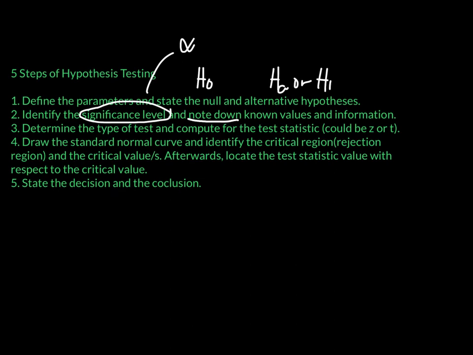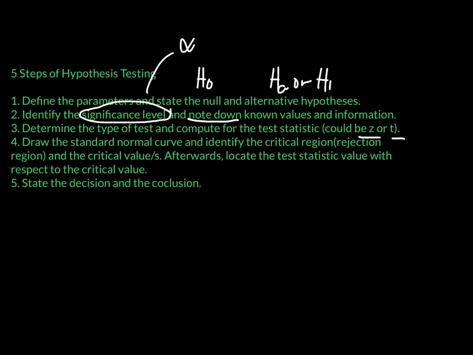Number 3 is determine the type of test. Are you going to use the z-test or the t-test? And then in number 3, once you have identified the z or the t, or the type of test statistic, you compute for its value. And then you go to number 4.